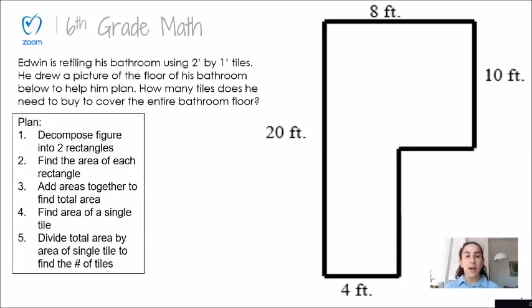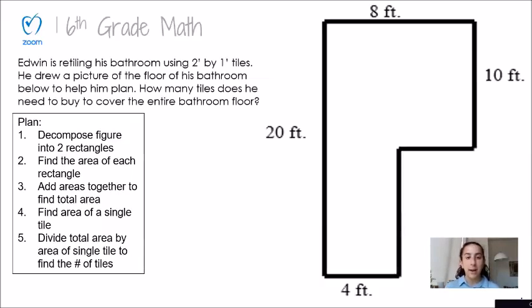Take a look at the plan that I wrote and compare it with yours. First, we need to decompose this figure into two rectangles. Then we need to find the area of each rectangle. Then we need to add the areas together to find the total area. Next, the question's not asking me to find total area. It's asking me to find a number of tiles.